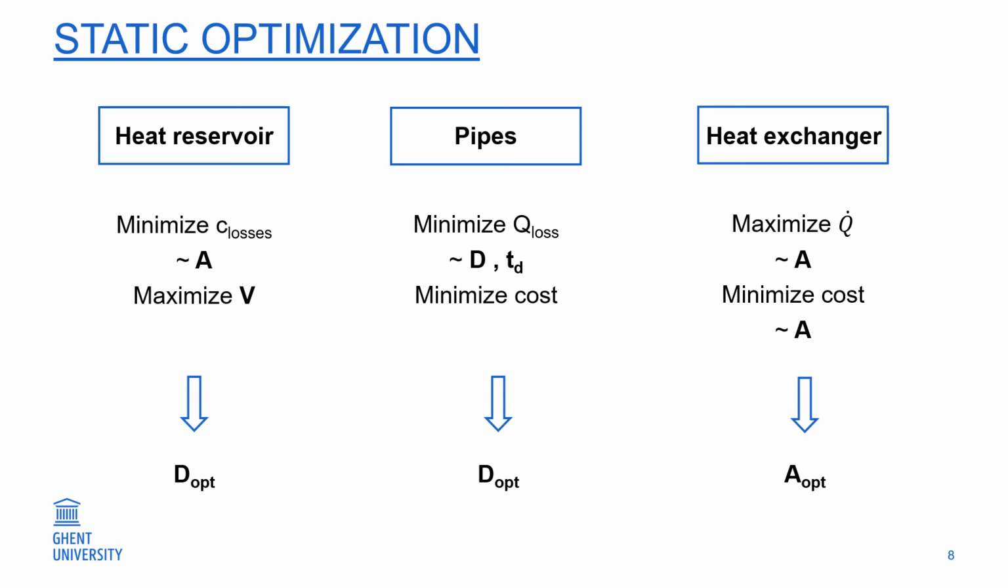In the pipes, we wanted to find the optimal diameter to minimize the heat losses. These heat losses depend on the length, the diameter, and the time delay. However, when the term for the time delay was expanded, the diameter cancelled out, which is why we chose a diameter that resulted in the smallest cost. In the heat exchanger, we want to maximize the heat transferred, all while minimizing the cost. Both these factors depend on the surface area, and the cost could be assigned to the transferred heat, so we found the optimal exchange surface area by determining the break-even point.